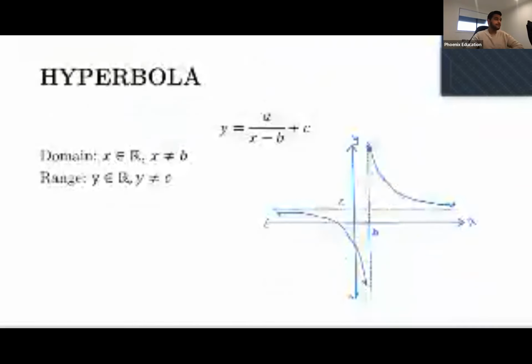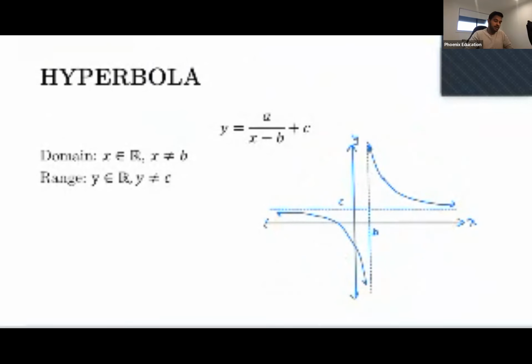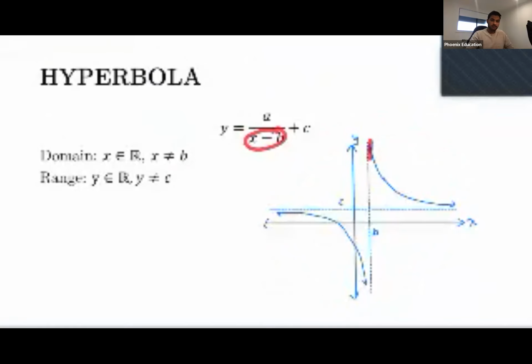All right, next up we've got the hyperbola. I think this is one of the very last ones. So for a hyperbola, this is what it would look like in a pretty general format. We've got a shift B units to the right and C units up for this particular hyperbola. The domain is all real values except B, because the denominator can't be 0. So that's the equation of the vertical asymptote.